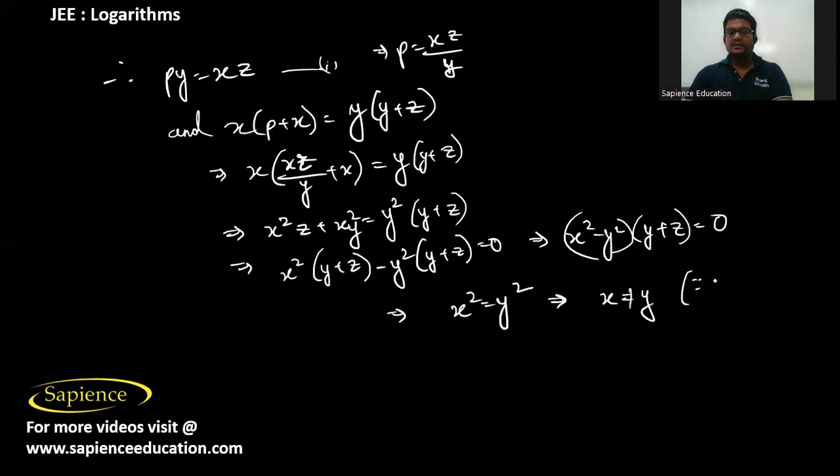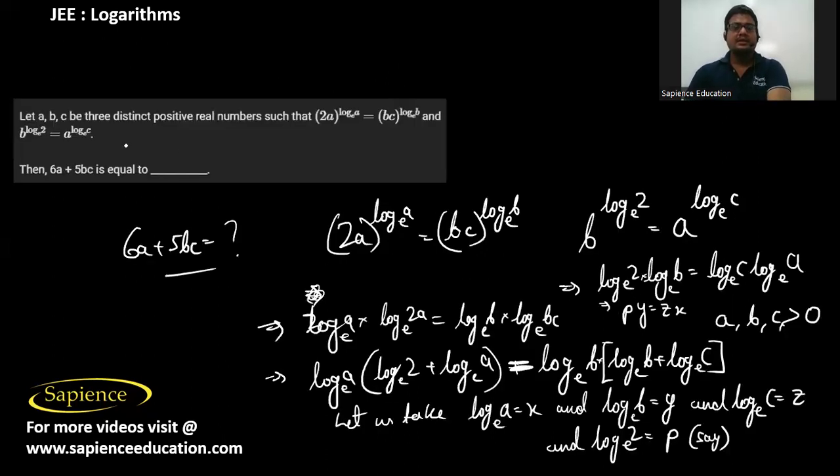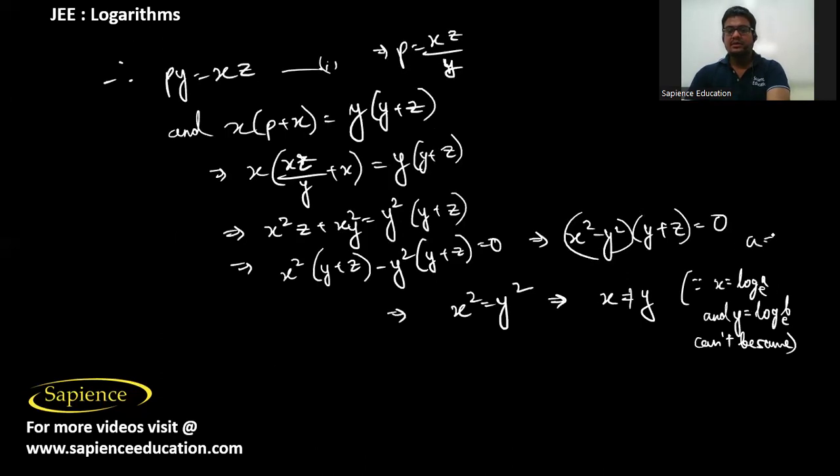Since why? Since it is told that x is equal to log a base e and y is equal to log b base e, they can't be same. Since why? It is told a, b, c are distinct positive real numbers. So it means a is not equal to b, so x also should not be equal to y. So x square equal to y square means x should be equal to minus y.